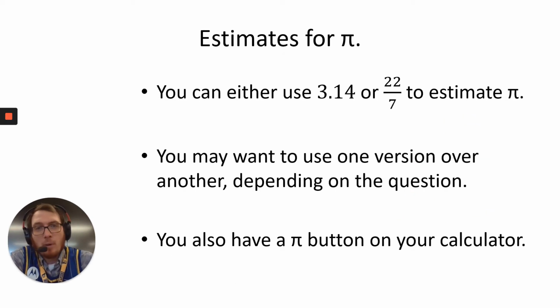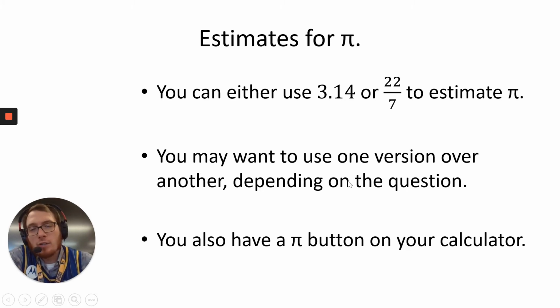3.14 is used as an estimate. Before calculators were used extensively, 22 over 7, if you divide that out in a calculator, gets close to what pi is. It's the closest quote-unquote easy fraction that we get to pi very quickly.